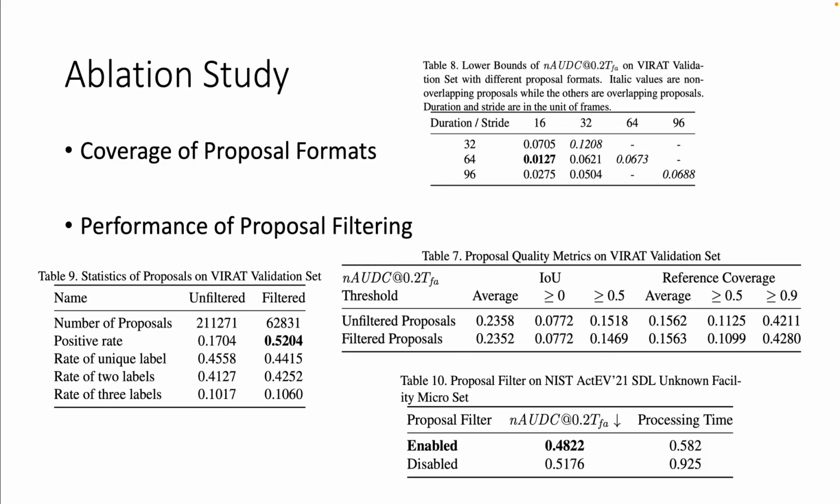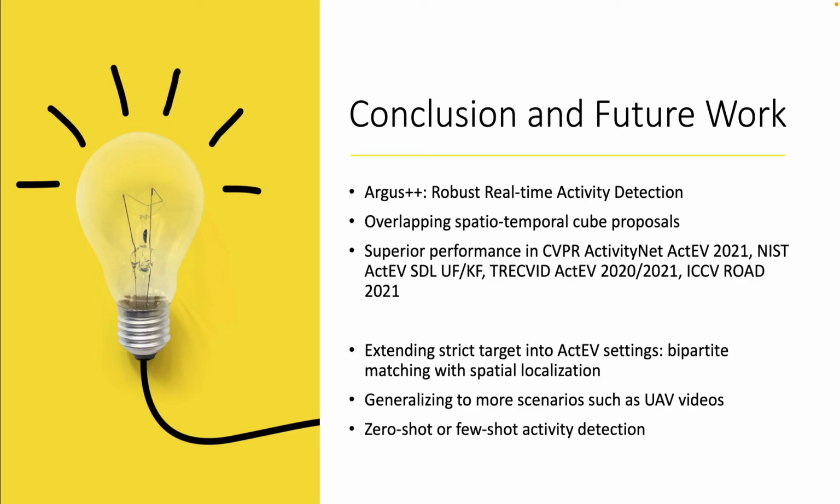We also evaluate the performance of proposal filtering. Here we can see on the validation set, the positive rate increased from 0.17 to 0.52, and the quality doesn't change much. On the SDL leaderboards, the filtering reduces the processing time from 0.92 to 0.48 real time, while also slightly improving the performance. Here are some conclusions and future works.